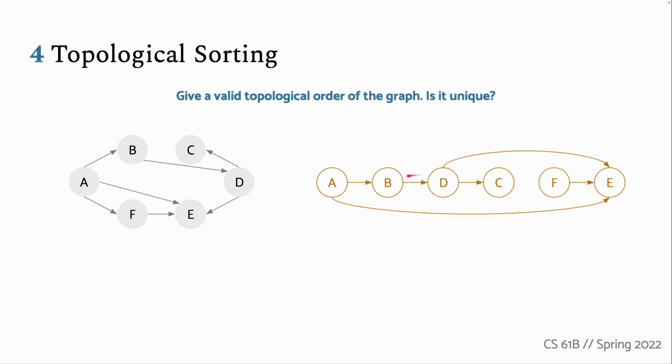But broadly, there are other ways that you could restructure this. For instance, F is not dependent on B, D, or C. So F could happen anywhere in between these, and all of that would be valid. So it isn't unique, but it is one option.